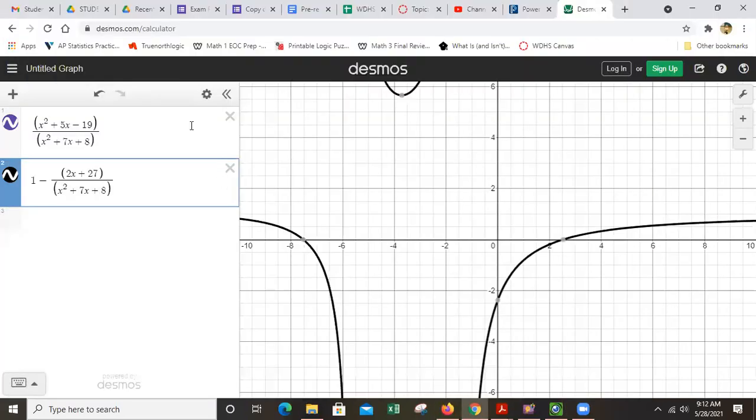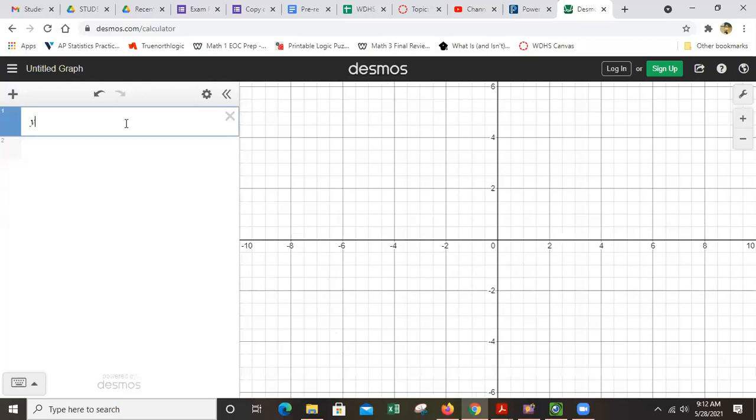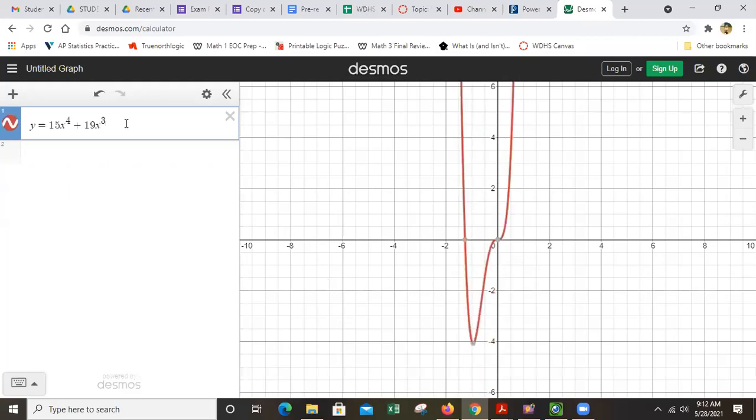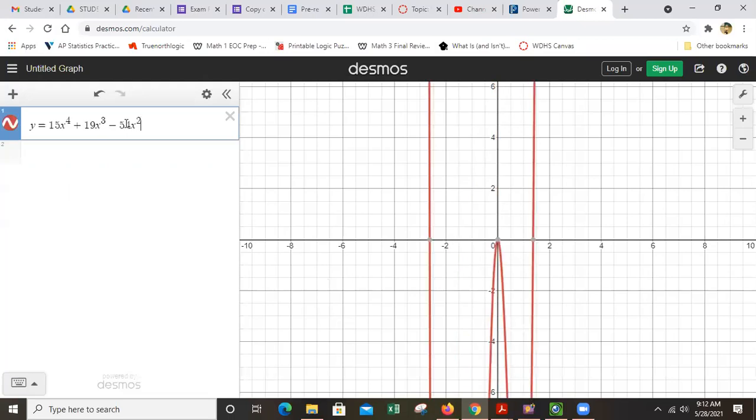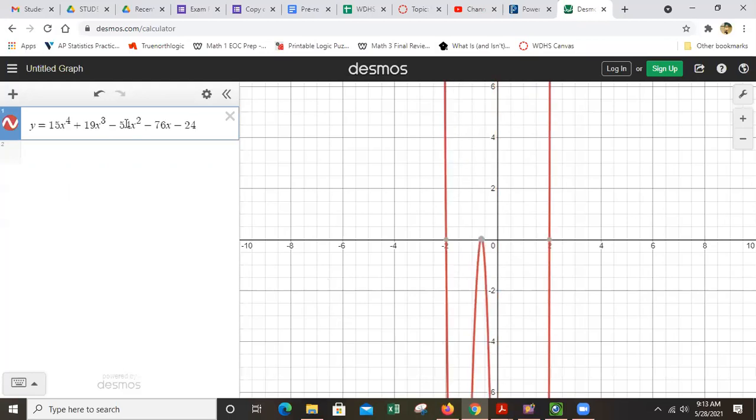And I'm going to put this function in, and I'm going to look at where it's at. So y equals 15x to the 4th. Again, check those functions after you put them in to make sure you didn't type anything wrong. 19x to the 3rd minus 54x squared minus 76x minus 24.